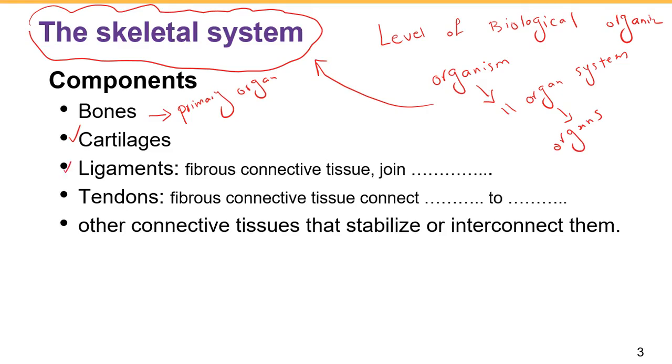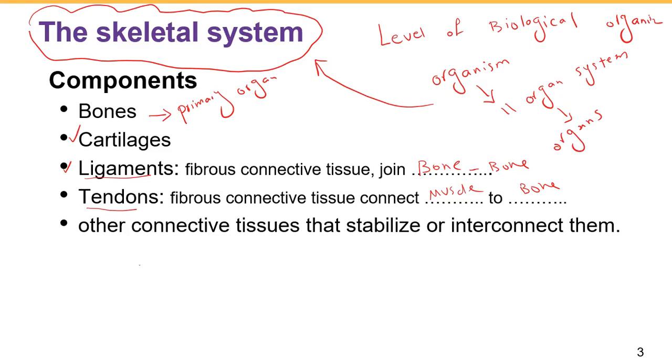And also we have ligaments. Ligaments are fibrous connective tissue which join bone to bone. So between bones, the connective tissue is called ligaments. And also we have tendons in our skeletal system. Tendons are a fibrous connective tissue which connects muscle to bone. And then there is other connective tissue that can stabilize or interconnect them together.